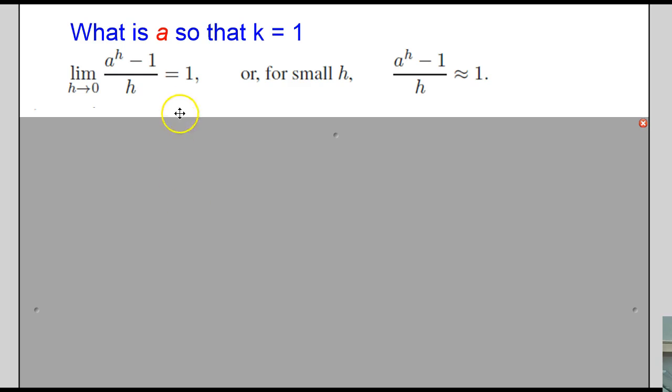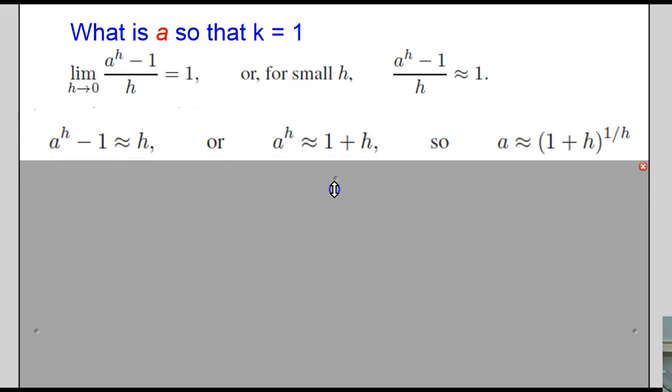So that k value is equal to 1. So we set that limit equal to 1. And really what we want to know is, for really small h, because as h gets closer to 0, what does a need to be such that (a^h - 1)/h is really close to 1?